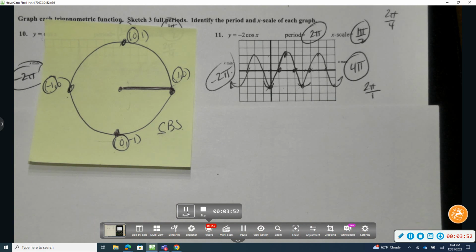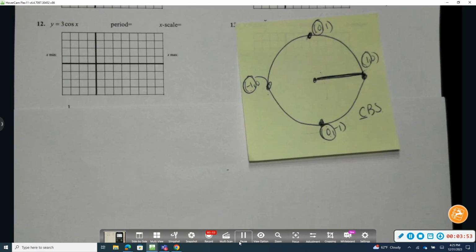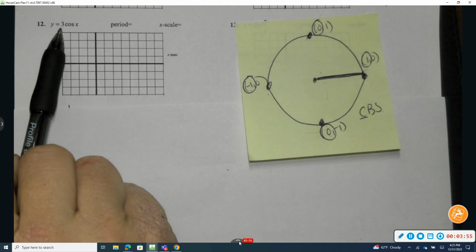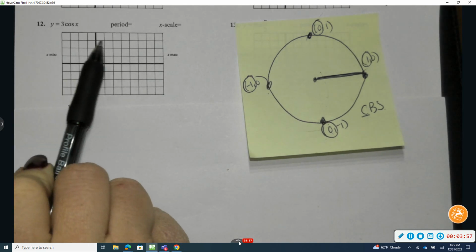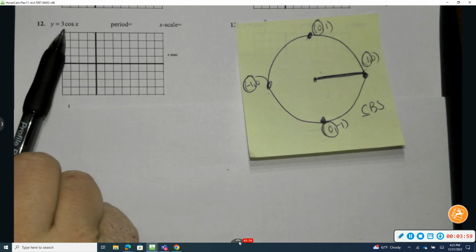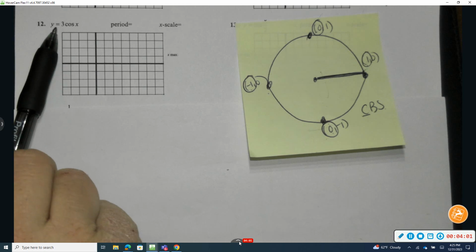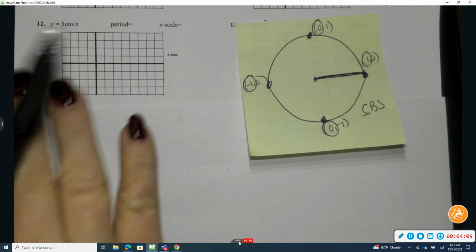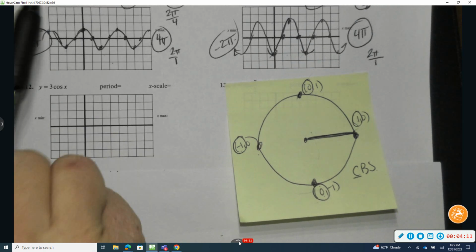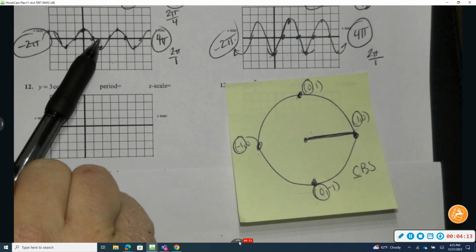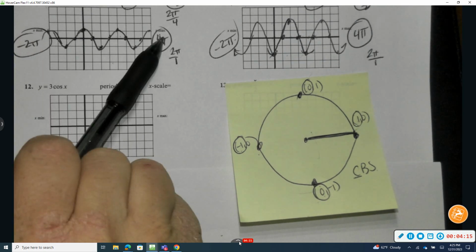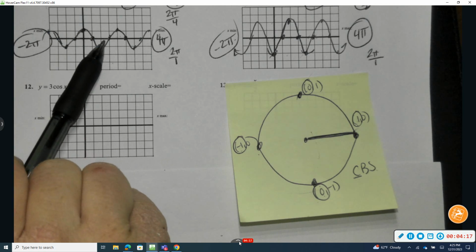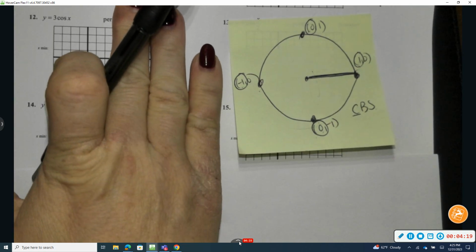Let's look at number 12. So the number up front is positive. So I'm going to anticipate hill, valley, hill. And this value, because it's greater than 1, will stretch it. So the distance from the midline to the highest or lowest point will be greater than the original parent function. The parent function we can see up above. The parent function has an amplitude of 1. Why? Because the distance from the midline to the highest or lowest point is a distance of 1.